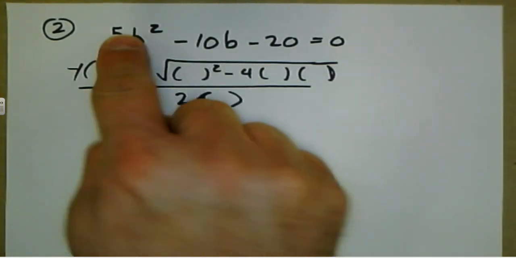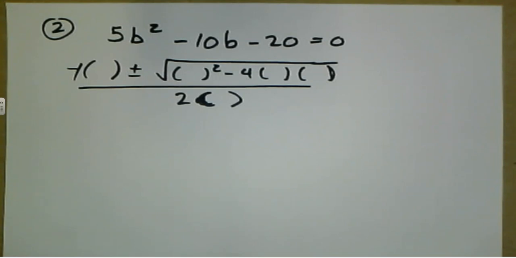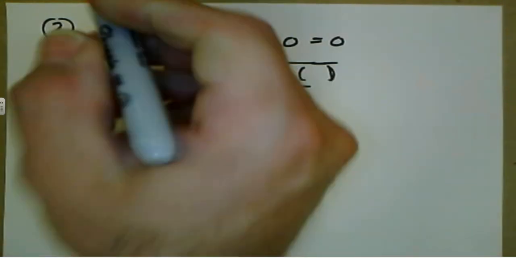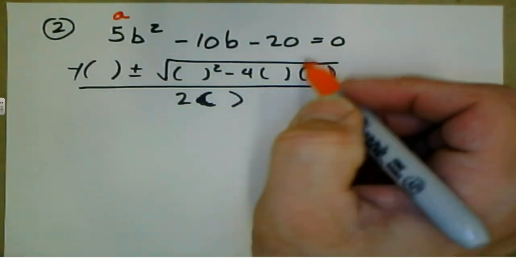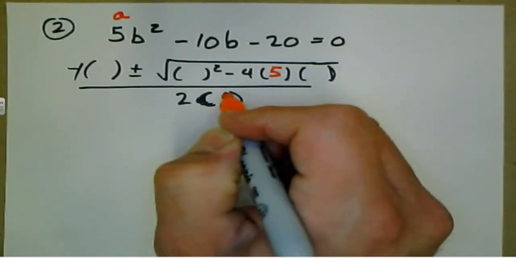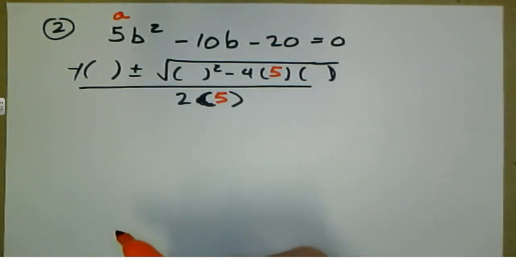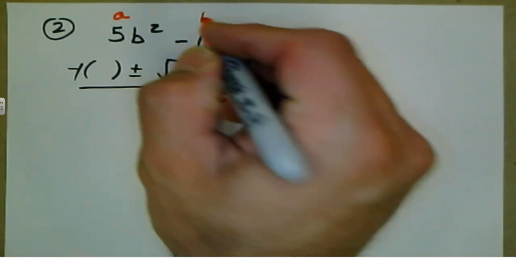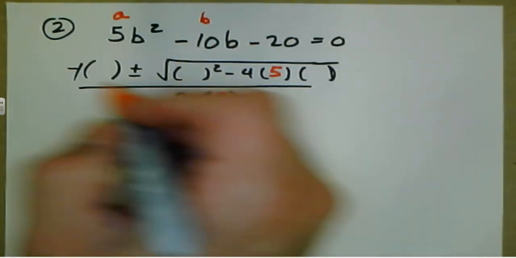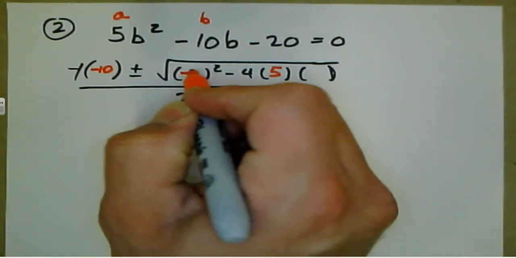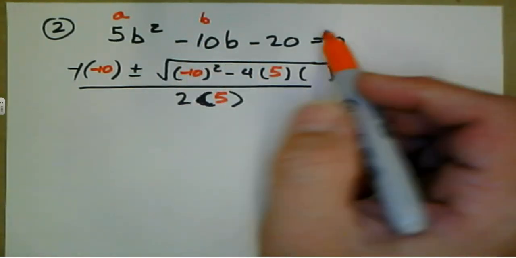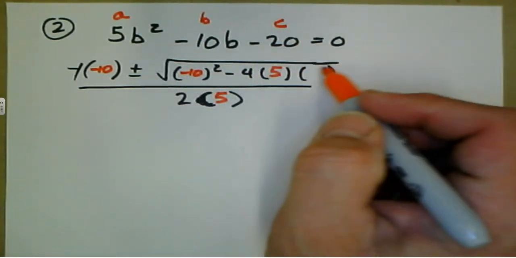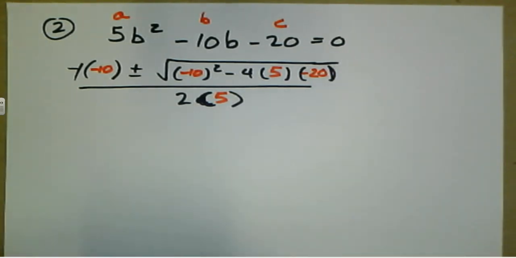All right. Again, this is your A, so that's the A part. The A is here and here. This is the B, so negative 10 and negative 10. Don't forget your negatives. And this is the C. That's negative 20. Don't forget your negatives. It will not work out if you forget them.